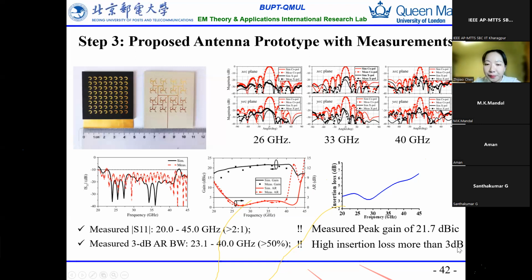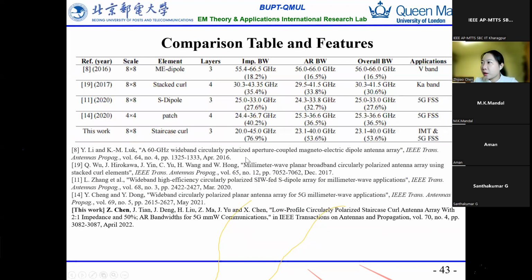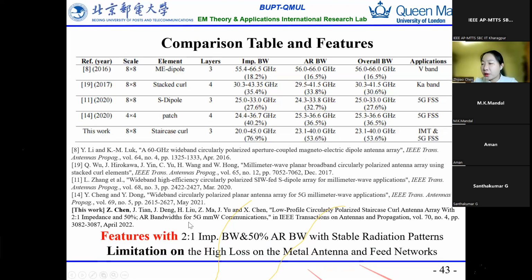That means a lot. 3 dB means the power is cut to half directly by using this kind of transmission line. So we compared with others. Even though it has a very wide bandwidth, compared with other papers, it achieved the widest. However, it has the limitation of high loss in the metal antenna and the feeding network. We didn't calculate the loss on the metal antenna, but the feeding network is very huge.